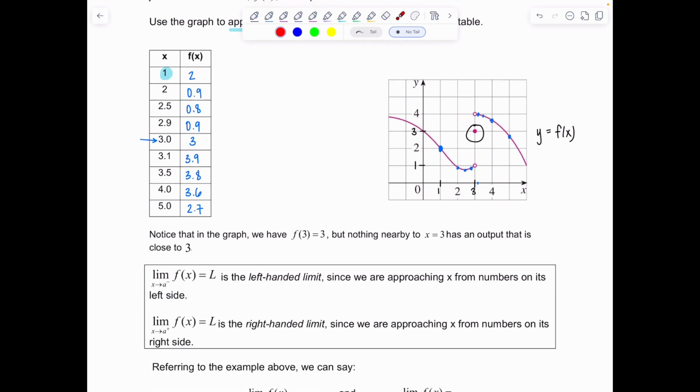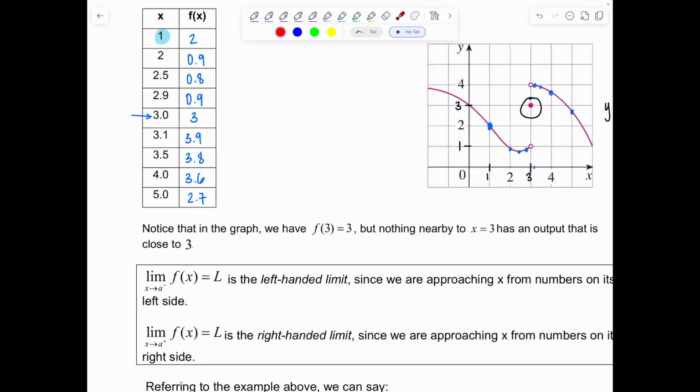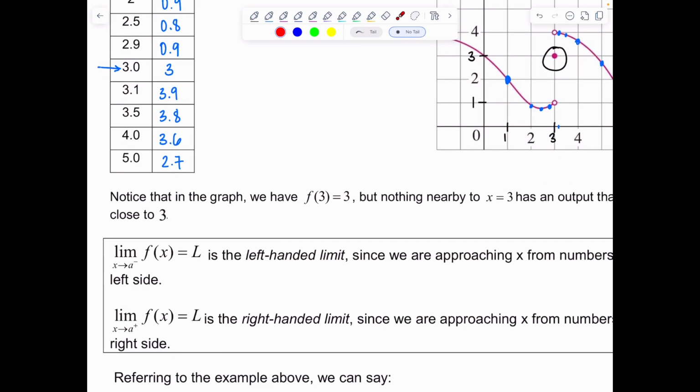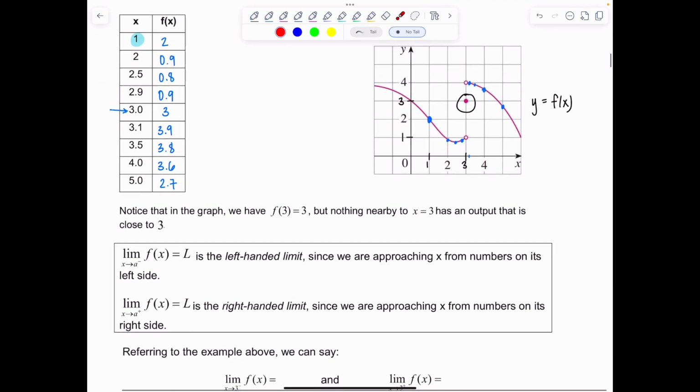We say that the limit as x approaches a, and do you see this little baby minus sign here? Okay, when you read it out loud, you say the limit as x approaches a from the left of f of x equals L. That's the left-handed limit because we're approaching x from numbers on its left side, from numbers that are smaller than a.